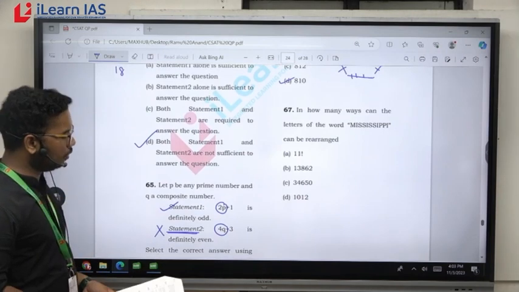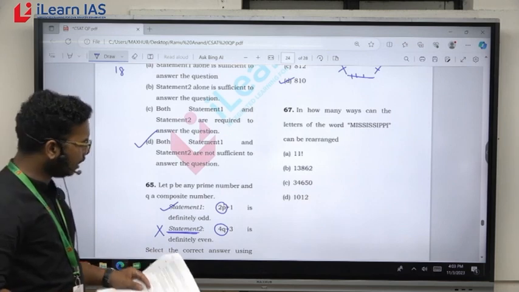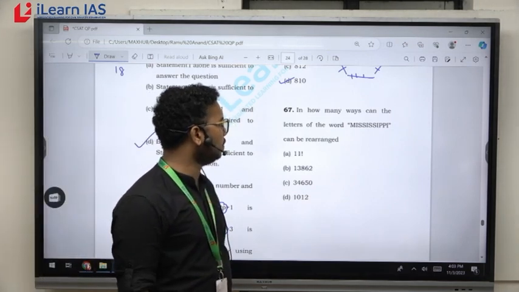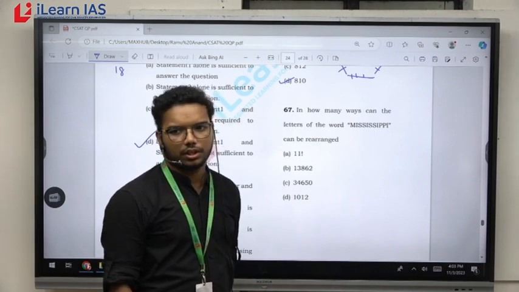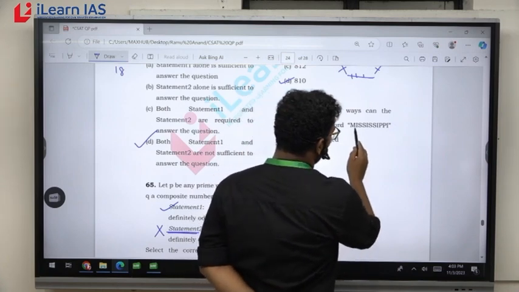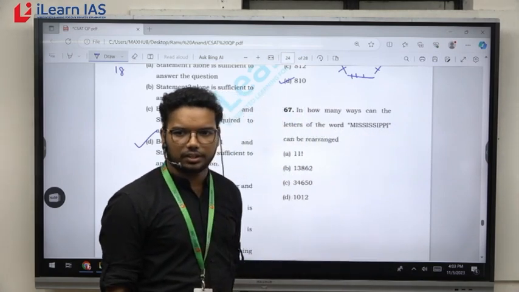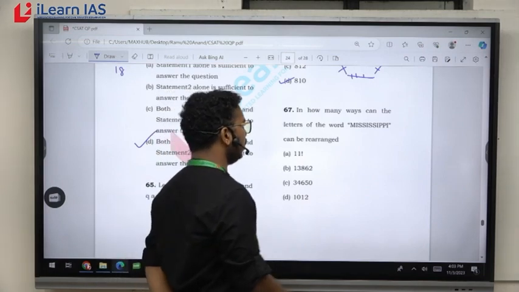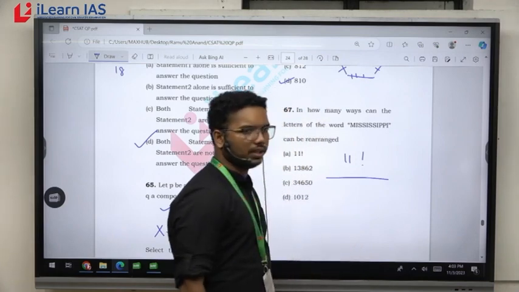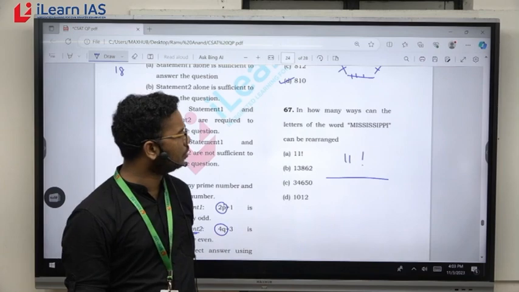Next question, really good question. In how many ways the letters of the word Mississippi can be rearranged? So total എത്ര letters ഉണ്ട്? 3, 6, 9, 11. Total we have 11 letters. So 11 letters can be arranged in 11 factorial ways.